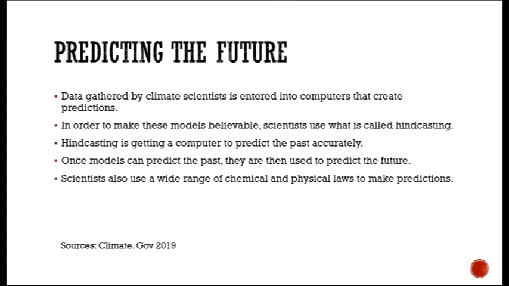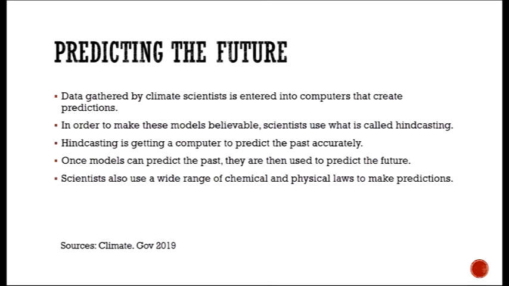So how do they predict the future? Data gathered by climate scientists is entered into computers using various algorithms to create different models and outcomes for what may happen in the future. In order to make these models accurate and believable, scientists will use what is called hindcasting. Hindcasting is where they will take a model and use known events in the past and cause the computers to predict those events accurately. And so once they can do that with precision, they turn those models to then, with current data, predict the future.